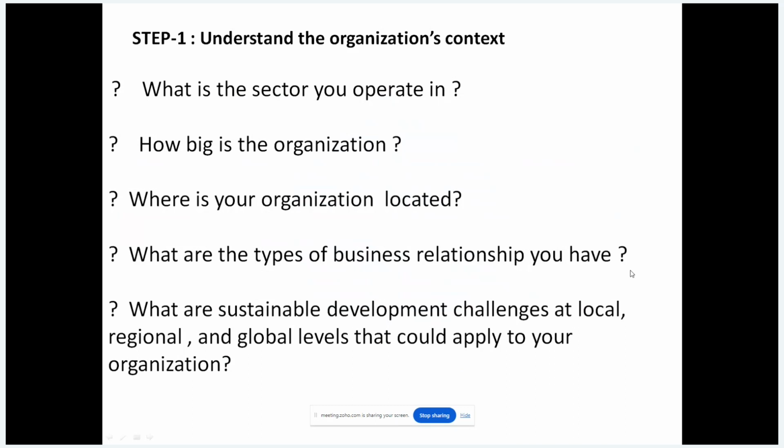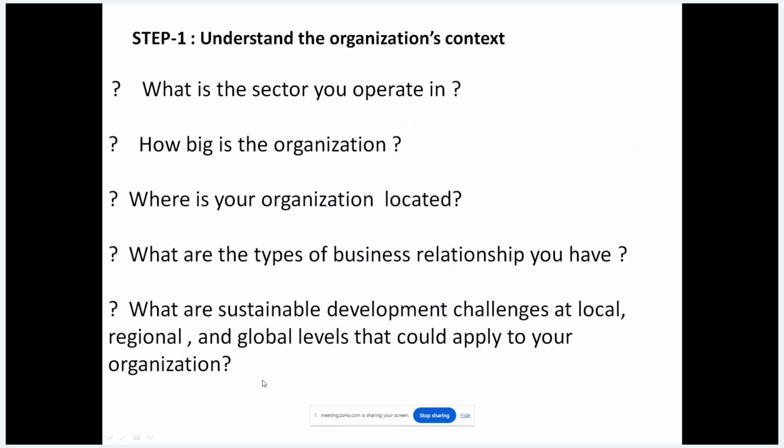And what are the types of business relationships you have? We have already discussed that your tier 1, 2 suppliers, your contractors, and all types of suppliers are your business relationships. You may or may not have direct control over them, but they definitely affect your sustainability performance. So what are the sustainable development challenges at local, regional, and global levels that could apply to your organization? That will depend upon the size of the organization. If an organization is operating globally, then it becomes more complex, because there may be different legal requirements for different countries, and all have to be addressed.